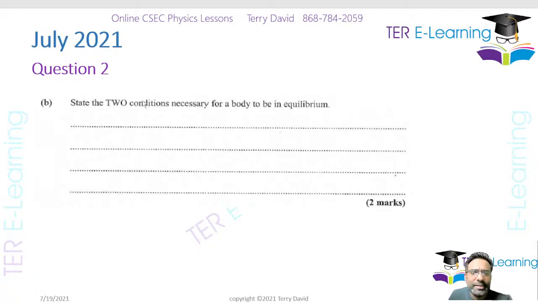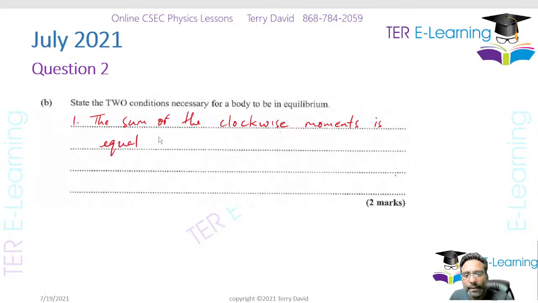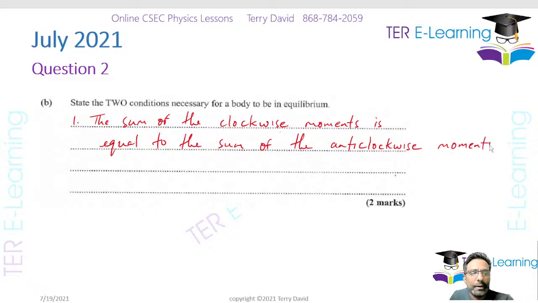And I think I also did this question in the crash course as well. State 2 conditions necessary for equilibrium. When an object is in equilibrium, it means that it's not moving. So there are 2 conditions. One has to do with moments. The sum of the clockwise moments is equal to the sum of the anti-clockwise moments. So that's my first condition.